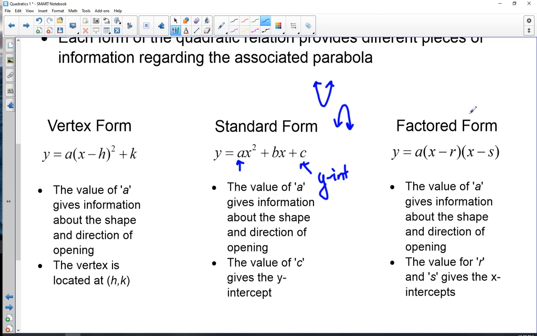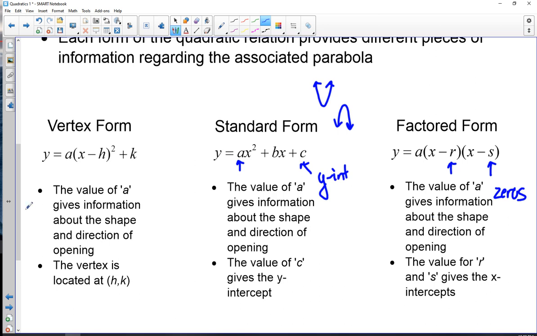Now, factored form is another interesting form. Factored form is written as y equals some coefficient a multiplied by 2 binomial factors, x minus r and x minus s. The value of a gives us the same information as it does in standard form, namely the direction of opening and the shape of the parabola. But the value of r and the value of s in factored form gives us information about the x-intercepts, or the zeros.